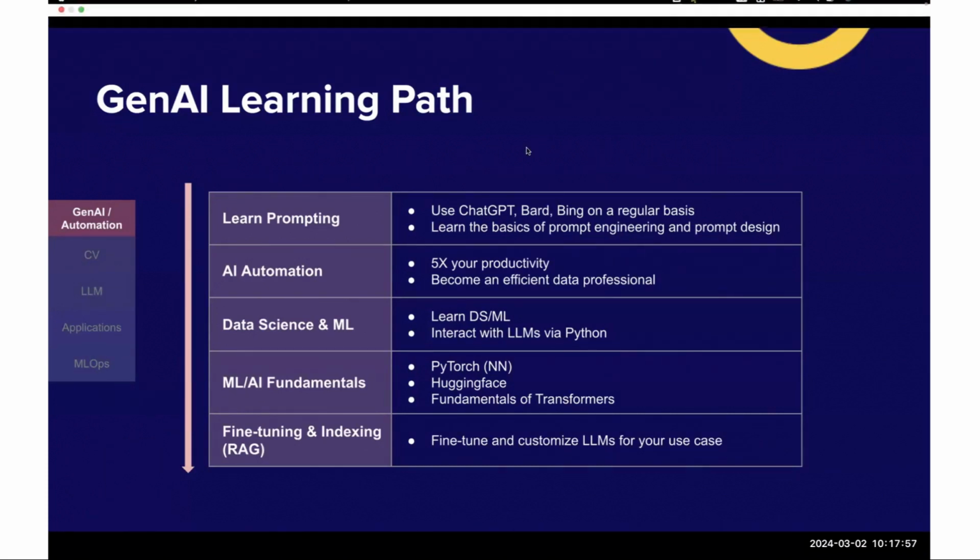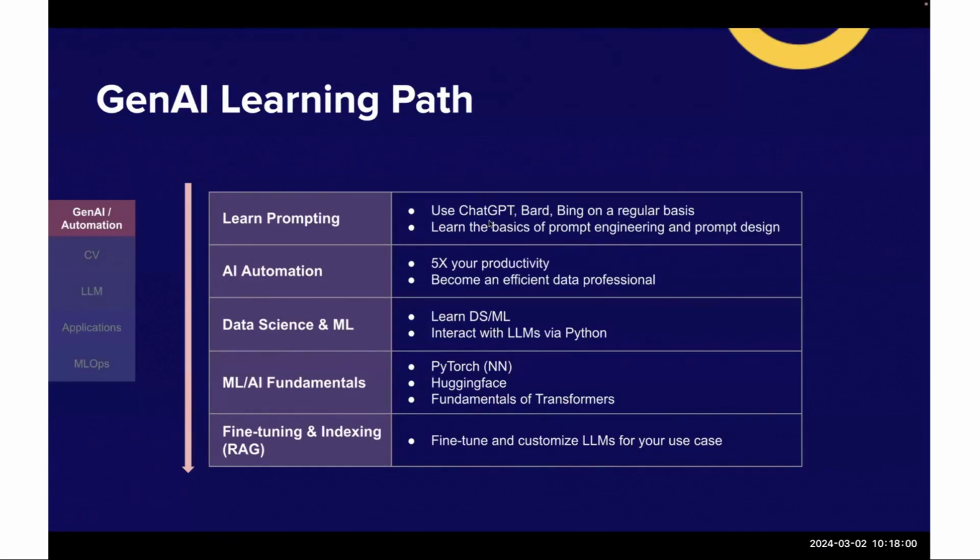Just become a regular user of tools such as Bing, ChatGPT, or Gemini, right? So learn the basics of prompt engineering and prompt design. I think that's a skill set that everyone needs to have. And then to boost your productivity at work, you might be working for a company or running your own small business, and I think AI automation is really going to help you. So try to increase your productivity.